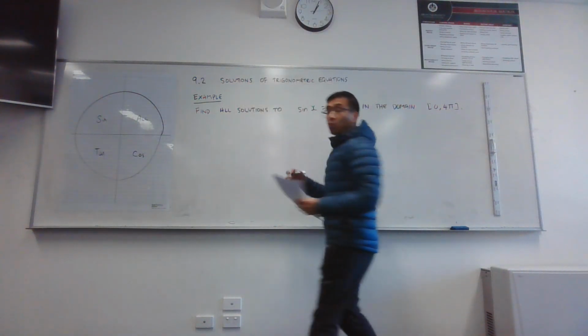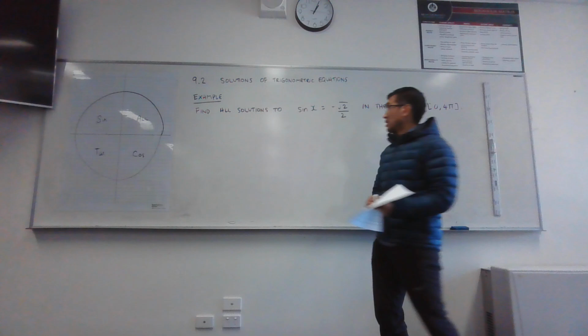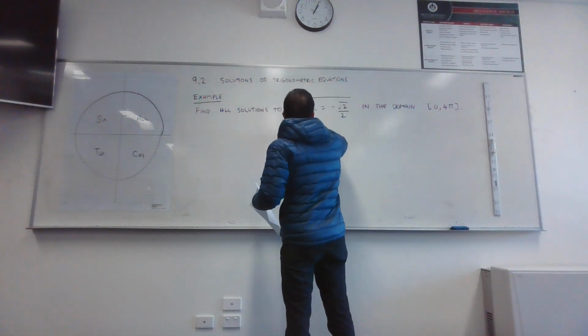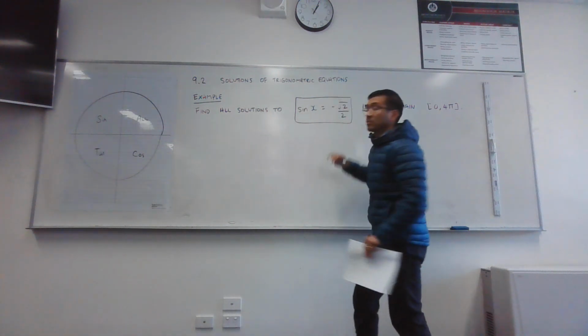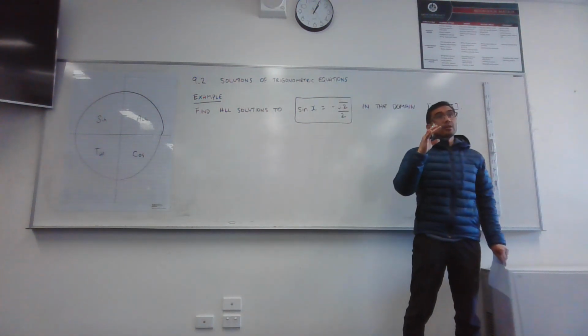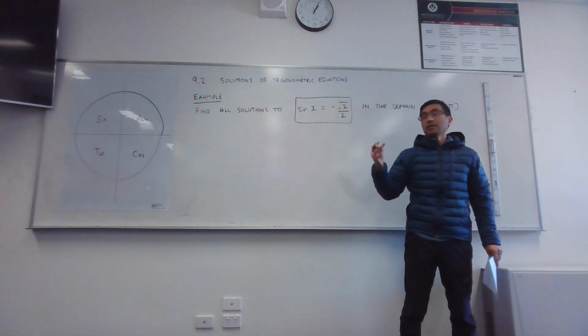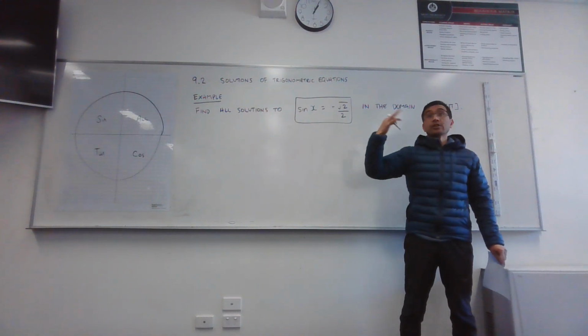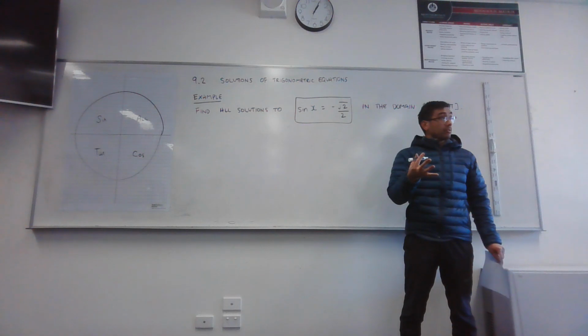Now, what is it really asking? This is what it's asking. Can someone explain in your own words, with the unit circle, how can you translate this in your own words? Would anyone like to go? For example, what does sine mean?